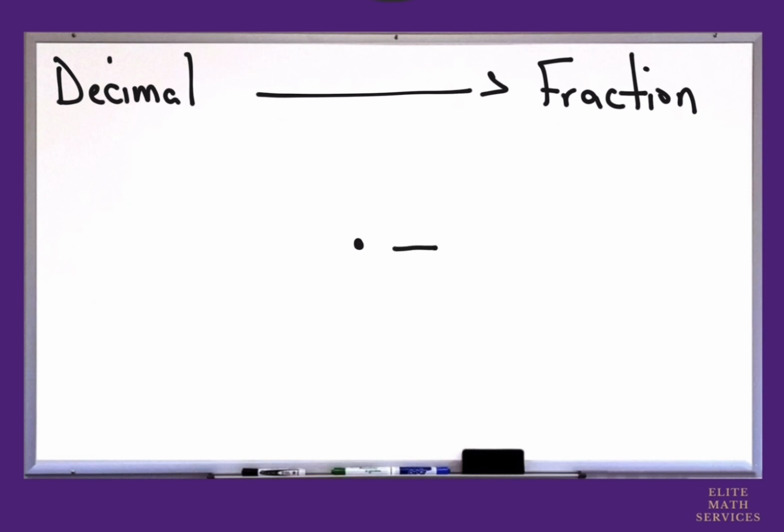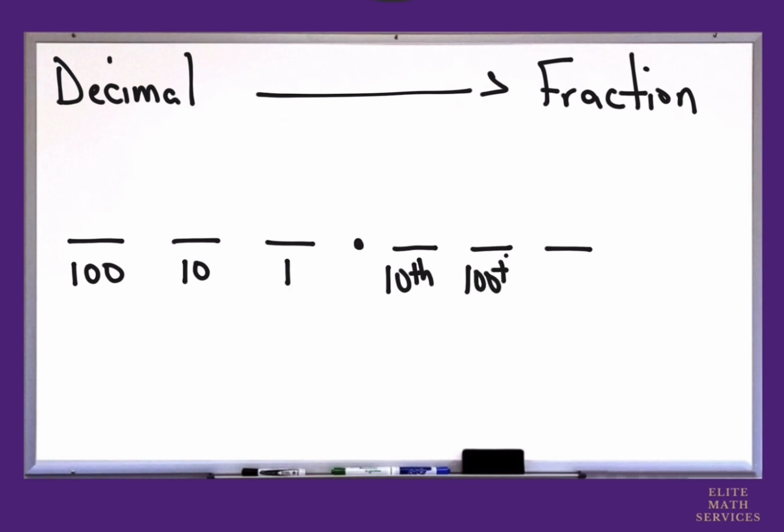So in the middle, we have our decimal. We have places on the right side, and then we have places on the left side. And on the left side is our whole numbers. We have our ones place, our tens, our hundreds, and so forth and so on. And on the right side is our fraction side. We have our tenths, our hundredths, and our thousandths.